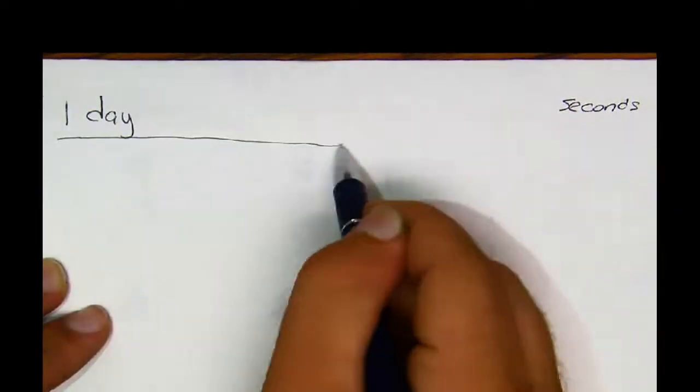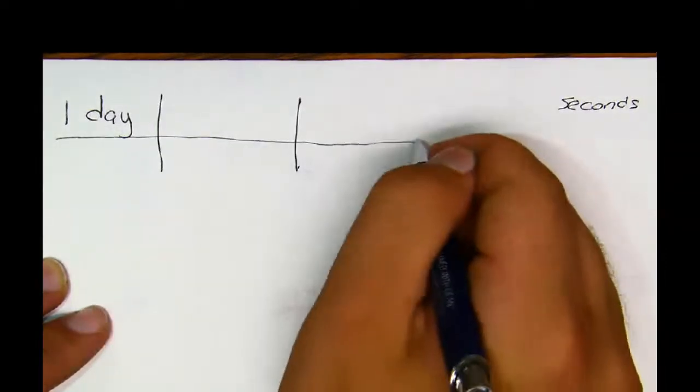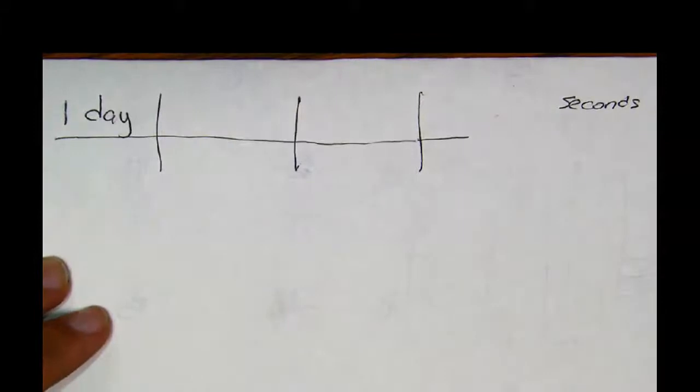Now, how many seconds are in a day was the question. So I'm going to start off with one day, and my final goal is to get to seconds. I'm going to write seconds over here. So what I have to do is create a railroad track. How's that railroad track look?